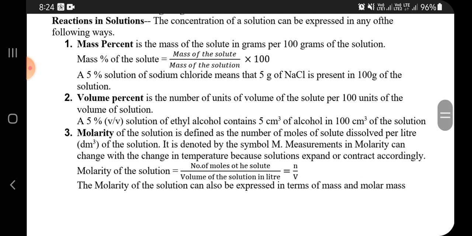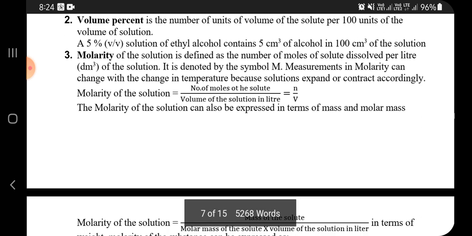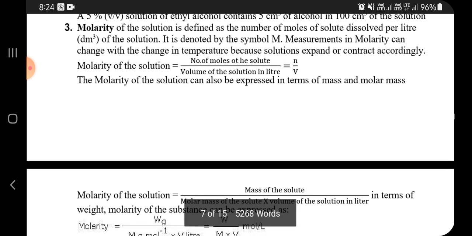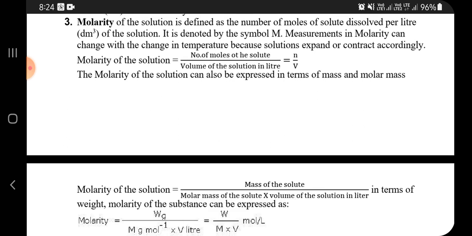Reactions in solutions. The concentration of a solution can be expressed in one of the following ways. Mass percentage: mass of the solute in grams per 100 grams of the solution. Volume percent is the number of units of volume of a solute per 100 units of volume of solution. Molarity of a solution is defined as the number of moles of solute dissolved per liter. It is denoted by the symbol capital M. Molarity can change with the change in temperature because the solution expands or contracts accordingly.